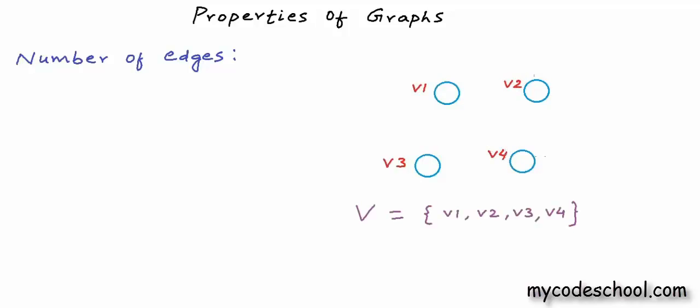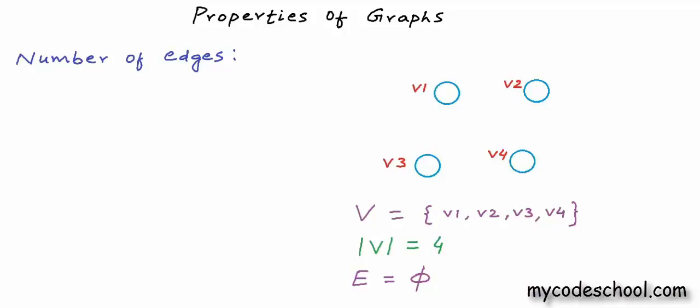So this is my set of vertices. The number of elements in set V is 4. Now it's perfectly fine if I choose not to draw any edge here. This will still be a graph. The set of edges can be empty. Nodes can be totally disconnected. So the minimum possible number of edges in a graph is 0.